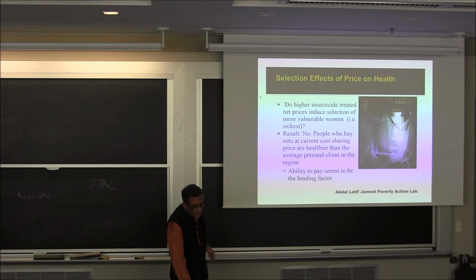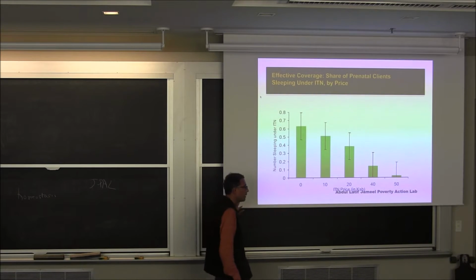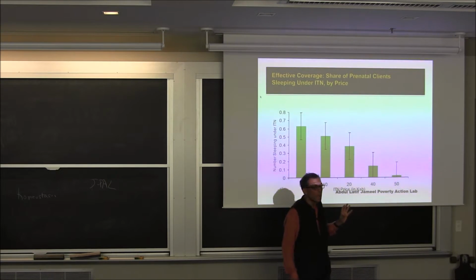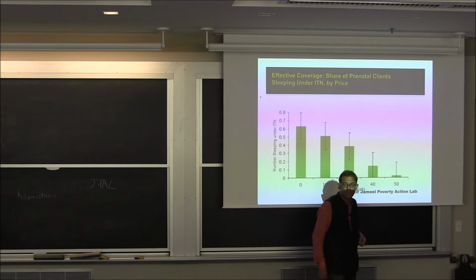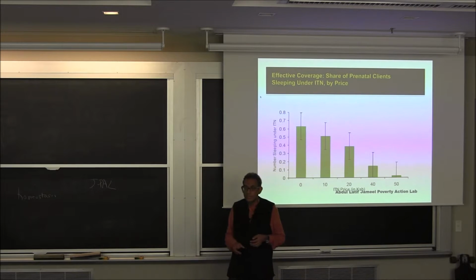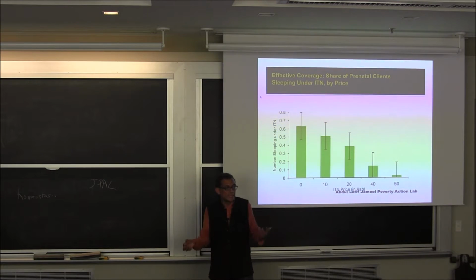So they buy the net and they don't use it, is what that's saying. Buying the net, the price at which you buy it, is uncorrelated with usage. The rich buy it and use it, but they don't really need it. The poor don't buy it, but they really need it. So if you give it a 0 price, they take it and they use it.